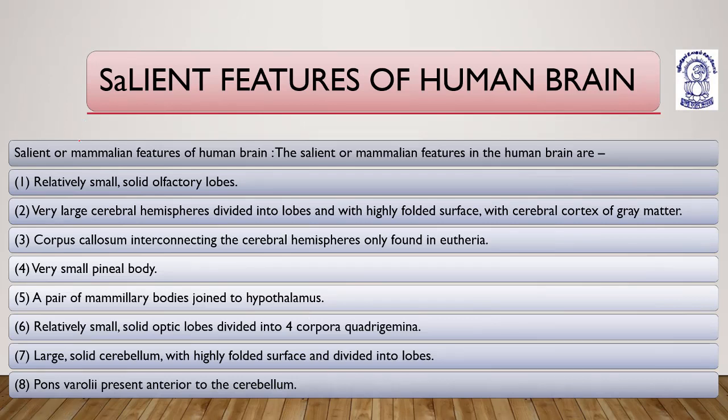Salient features of human brain. The salient features of human brain are relatively small, solid olfactory lobes. Very large cerebral hemispheres which are divided into lobes with highly folded surface with cerebral cortex of gray matter. It consists of corpus callosum interconnecting the cerebral hemispheres, found only in eutherians. Very important. Very small pineal gland, a pair of mammillary bodies joined to hypothalamus for olfaction. Relatively small solid optic lobes divided into four corpora quadrigemina.